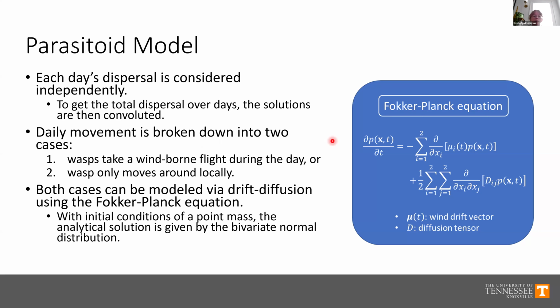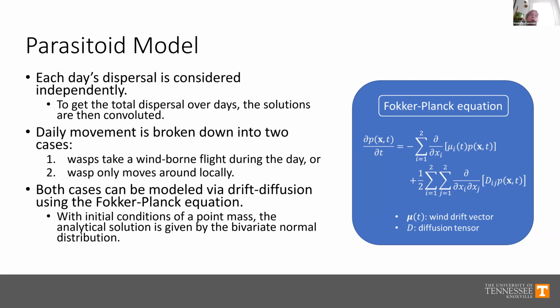So daily movement can be broken down into one of two cases, whether a wasp is going to take a windborne flight that day or whether they're only going to be moving around locally. In either one of these cases, we can model that via drift diffusion using the Fokker-Planck equation, which we have over here, where this first term is advecting based on what's happening with the wind, and then this second term is just diffusion.